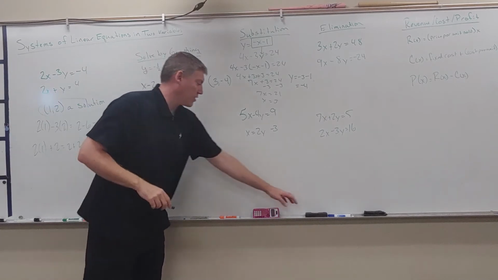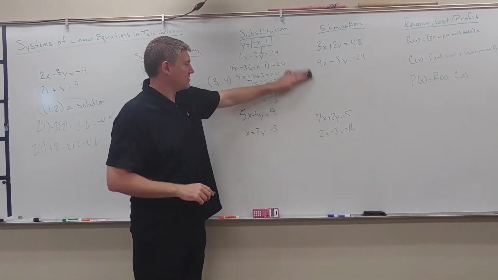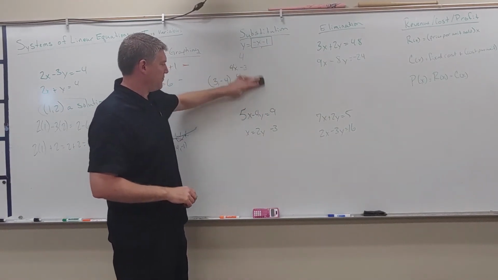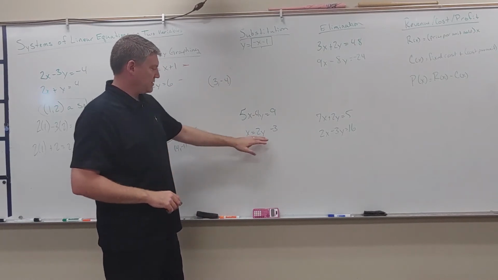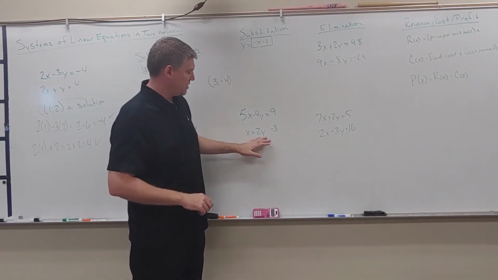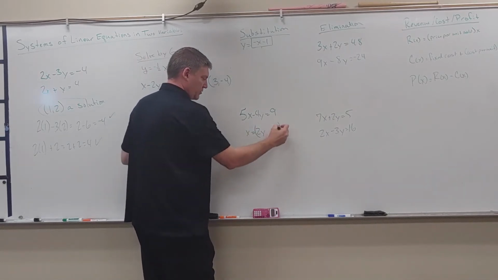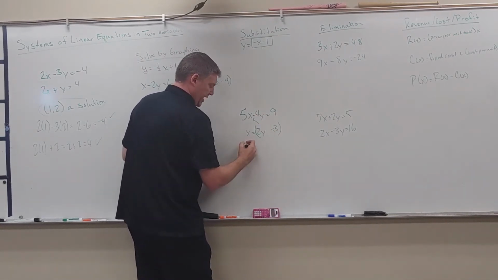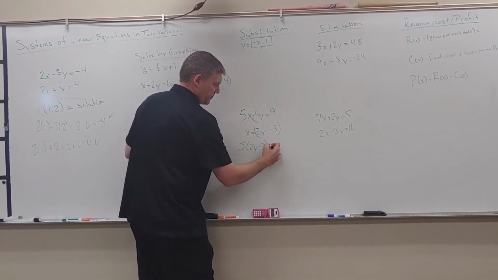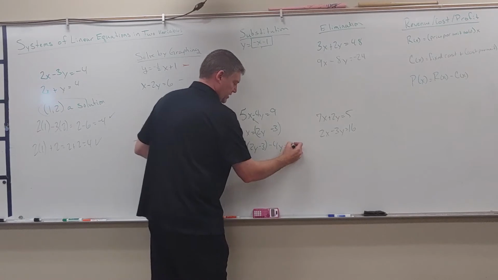We're going to do one more of these substitutions. I'm going to erase this just to clear it up a little bit. I'm going to take 2y minus 3 and plug it in for my x. I'm going to take this whole piece and plug it in for my x. So I have 5 times the quantity 2y minus 3, minus 4y equals 9.